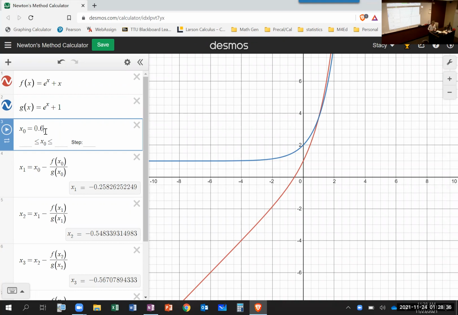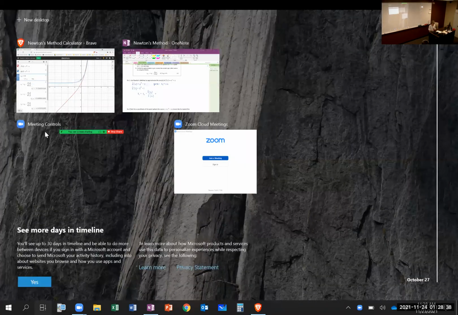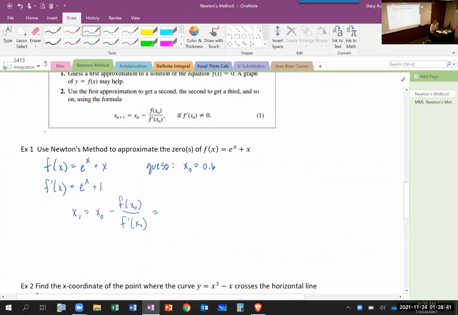Now, that gets me an approximation. But the thing that you want to do here is keep repeating the process. So I have some number, I don't know what it was, it was like 0.2 something or other, wasn't it? Okay. So now I'm going to repeat this process. x sub 2 is going to be equal to x sub 1 minus the function at x1 over the derivative at x1.